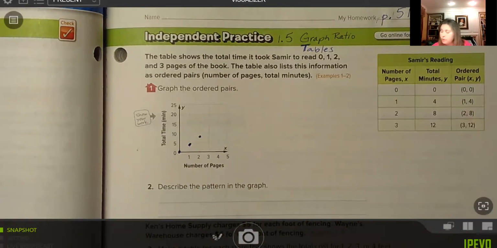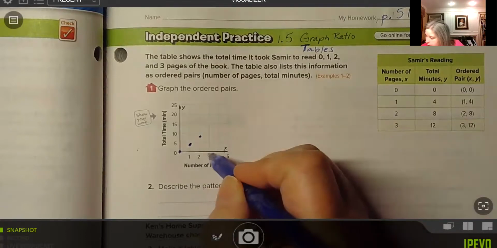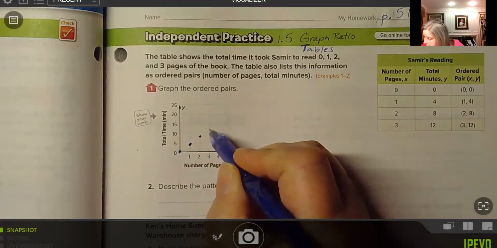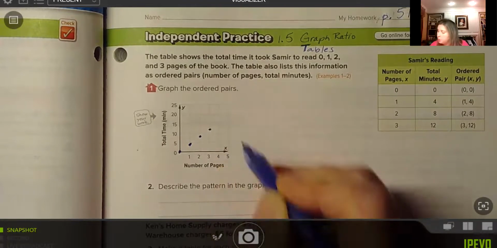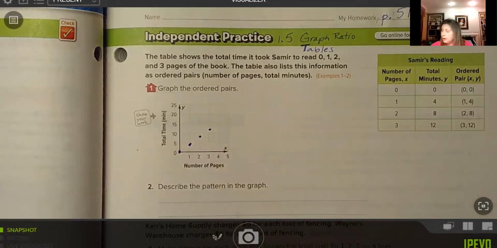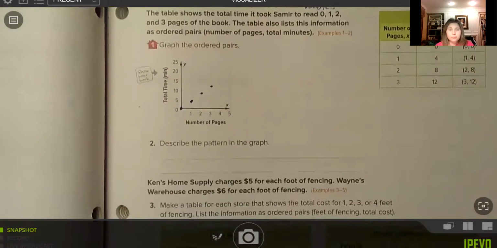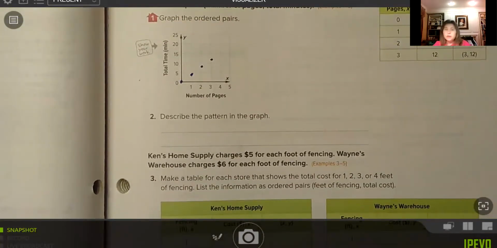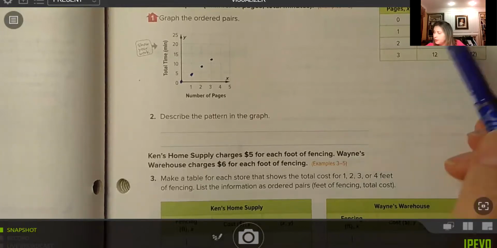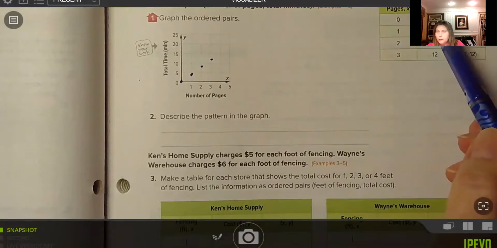And then we have 3, 12. So we can plot that point, 3, 12. Okay, so those are the 4 points. Again, the ordered pairs are listed in this last column, 0, 0, 1, 4, 2, 8, and 3, 12. Okay, so that is the graph of that ratio table. Describe the pattern in the graph. Well, we can see that for every page Samir reads, it takes him 4 minutes.